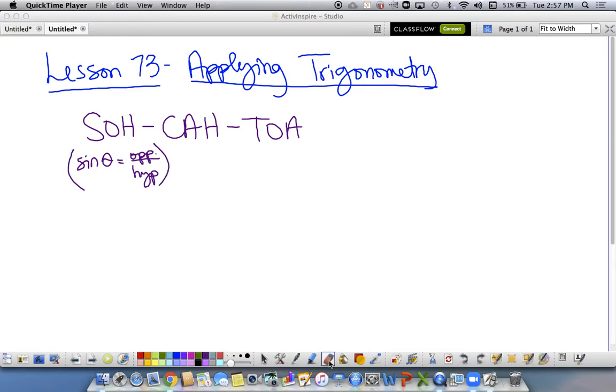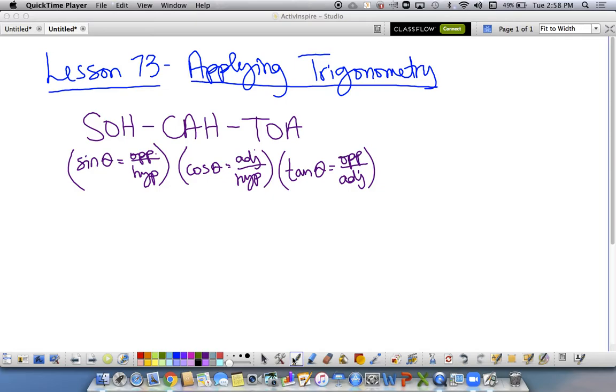Extra little lines, take those away. CAH means cosine of some angle equals the adjacent over the hypotenuse. Okay? And TOA means tangent of some angle is the opposite over the adjacent. That's a little refresh piece that we know.